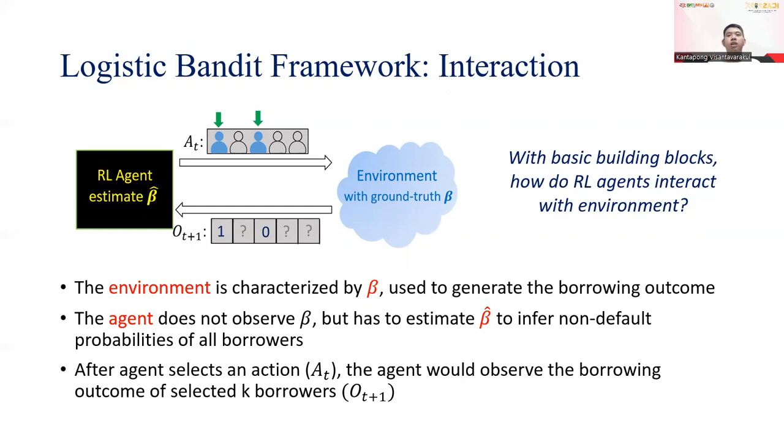After the agent estimates beta hat with the model and selects the borrowers, for example, from 5 borrowers, if the agent selects 2 borrowers, the outcome for the 2 borrowers will be either 1 or 0. The first borrower is 1 because he does not default, and the third borrower is 0 because he defaults. For the others, we don't know because the agent doesn't provide the loans.